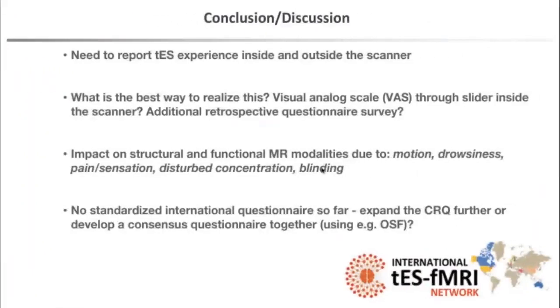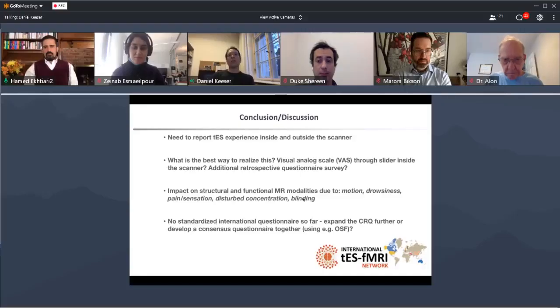So for the conclusion, there is need to report the TES experience inside and outside the scanner. What is the best way to realize this? So we've done it in the way of the CRQ, only in a retrospective manner. But we could also think about doing it directly when the subject is inside the MRI scanner, for instance, by a visual analog scale with a slider.